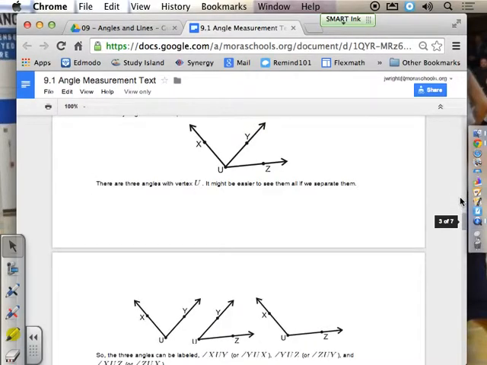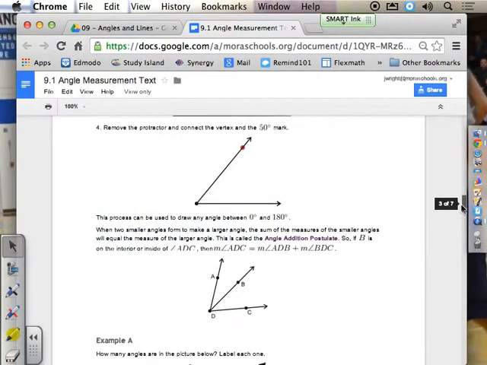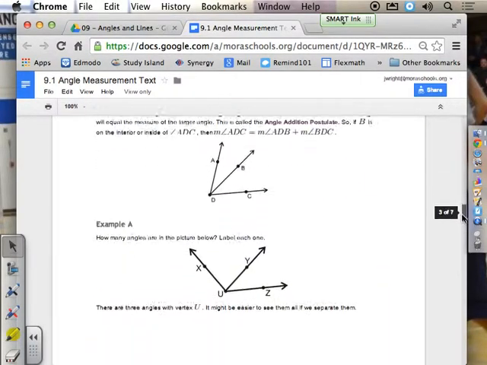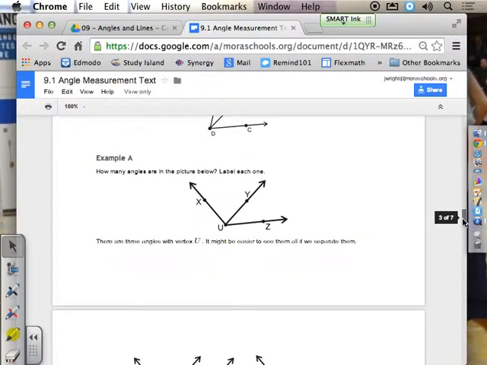So, let's look at this a little closer. Where am I? There I am. All right. How many angles are there below? I'd like you to pause the video and see if you can name all 3 angles below. But be careful that you're not naming the same angle twice.